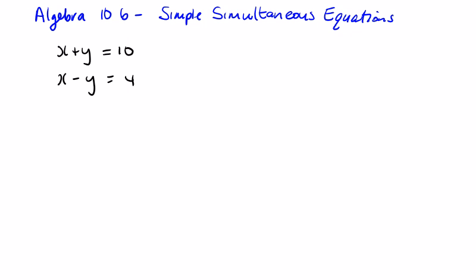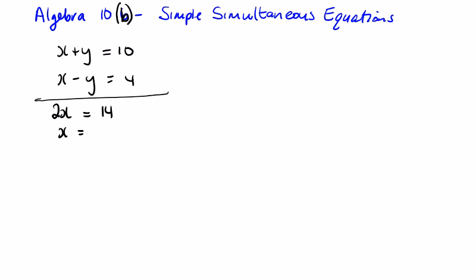So, Algebra 10, and that's a B. 10a was creating them. Now we're going to look at solving some simple ones. So, same number of x's or y's, but you can see we have different signs? So we can add the two lines together to get x plus x is 2x, y minus y is 0, and 10 plus 4 is 14.